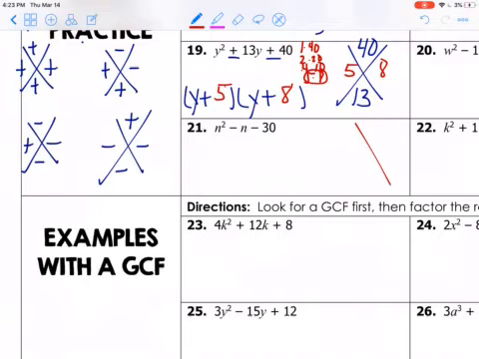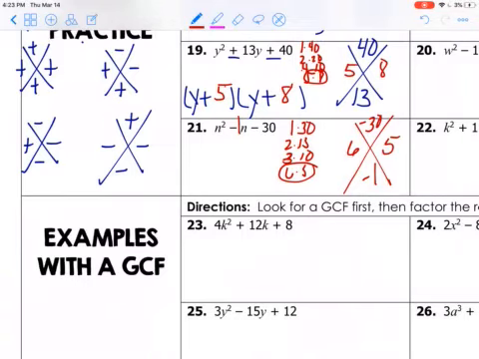21, we have a negative 30 in the top and a negative 1 in the bottom. Things that multiply to be 30 would be 1 and 30, 2 and 15, 3 and 10, and is that it? Nope, 6 and 5. Okay, the only one that's going to give us 1 is 6 and 5. We know from our chart over here we have a negative in the top and the bottom, which means our signs are going to be different. So only one of these is going to be negative. So it would be n minus 6 and n plus 5.